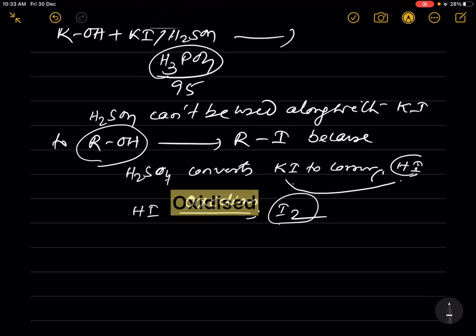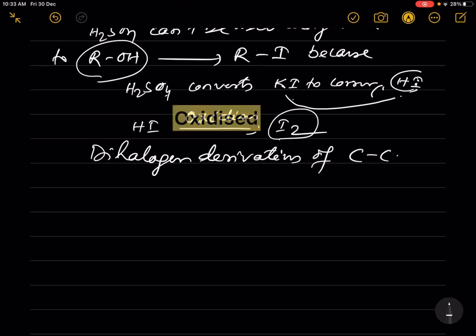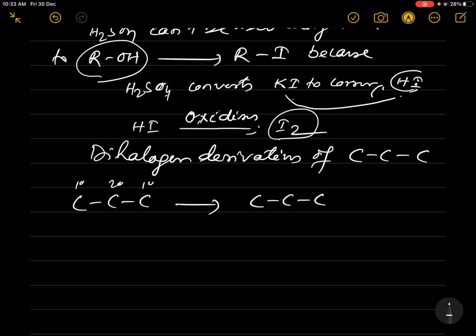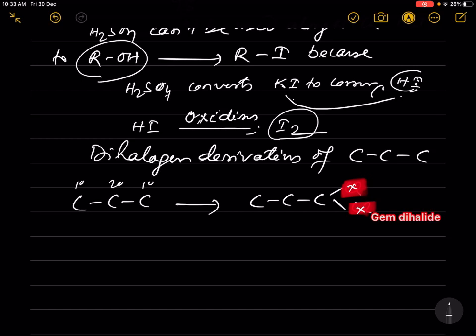Next question: write the structures of different dihalogen derivatives of propane. You see, this is propane, this is primary carbon, this is primary, this is one secondary. So you can get like this, or you can write X over here. You can put 2 halogen atoms in the second carbon, but no need of writing over here because this structure will be same as that of this one.